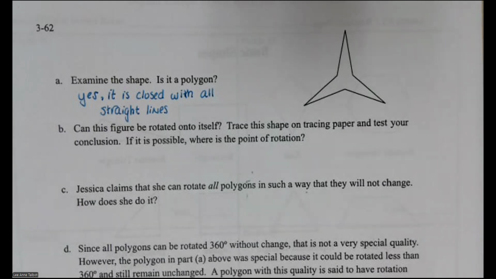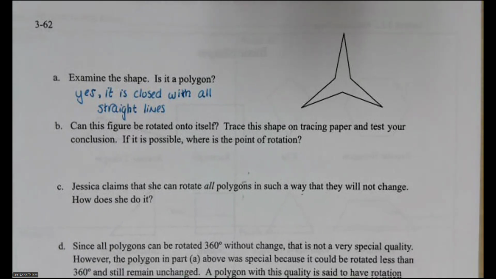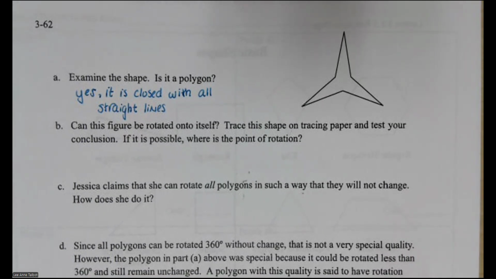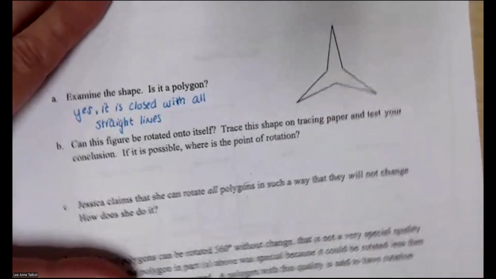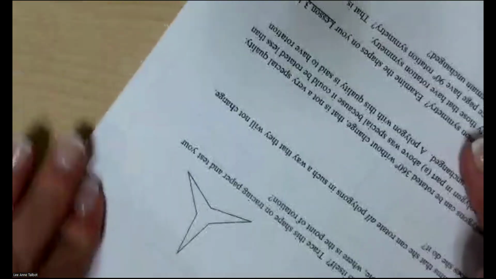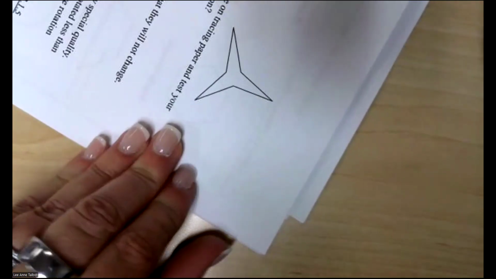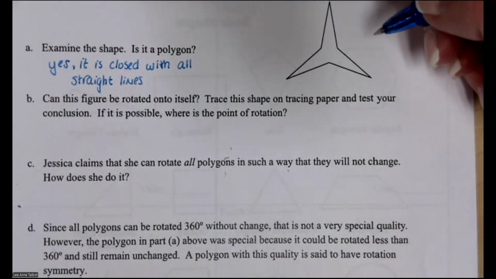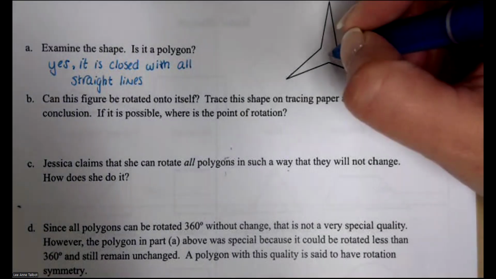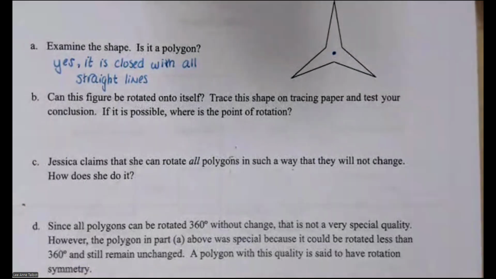Can this figure be rotated onto itself? Trace the shape on tracing paper and test your conclusion. If it's possible, where is the point of rotation? I don't think we really need to do tracing papers here. Just turn your packet until you get the same shape again. There it is. There it is. Okay, where would the point of rotation be? Yes, the center of the shape. So put a little dot there as close to the center of the shape as you can get.